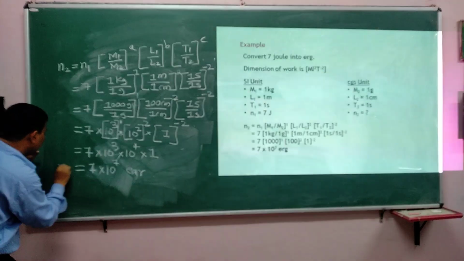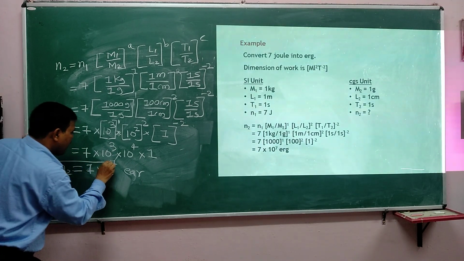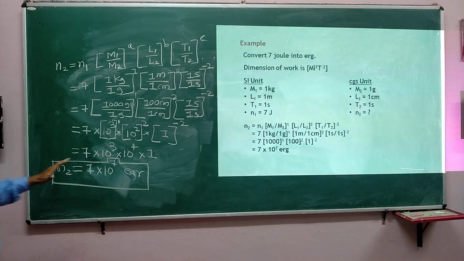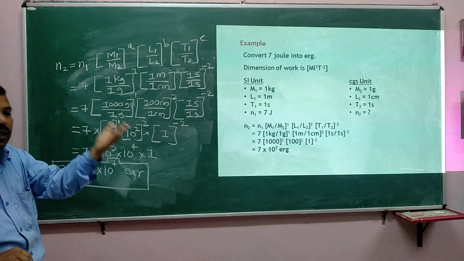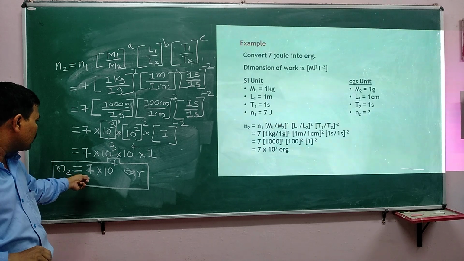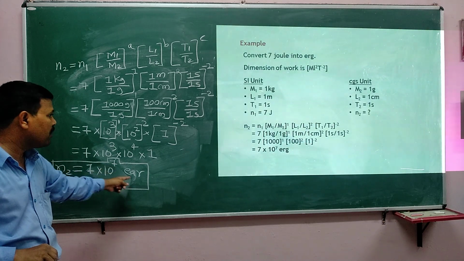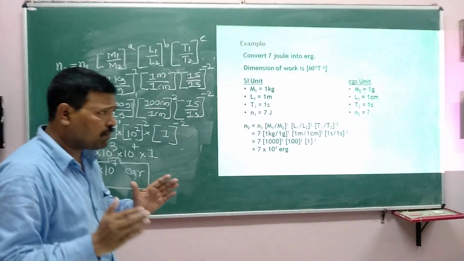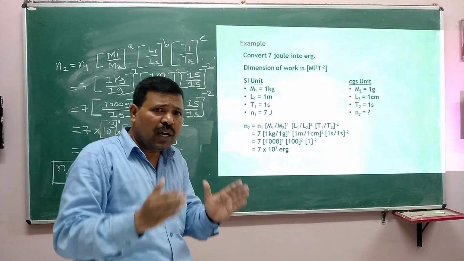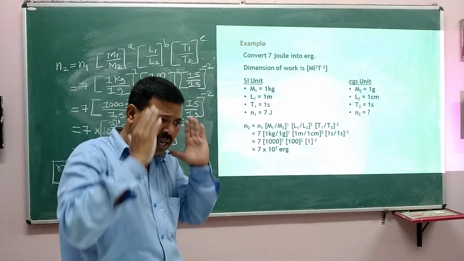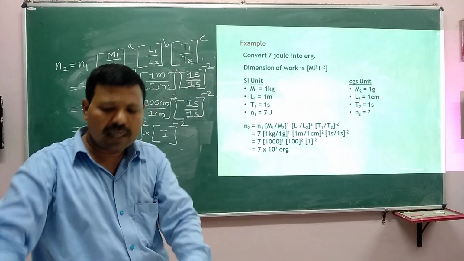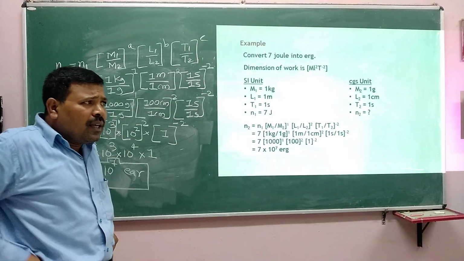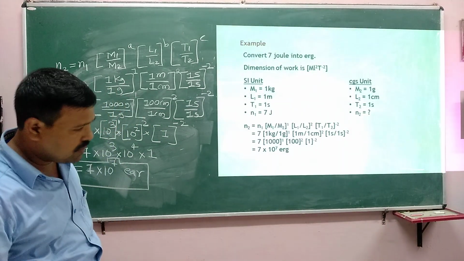So, we have converted 7 joules into ergs. 7 joules equal to 7 into 10 raised to 7 ergs. This is how we convert a unit of a physical quantity from one system to another system. Now let us go to the other use of dimensions.